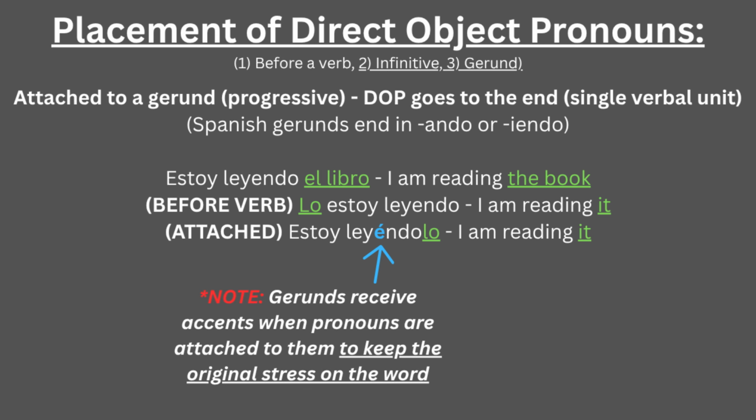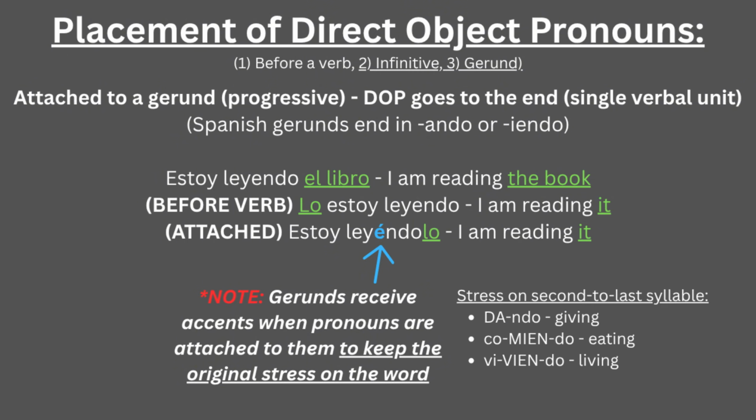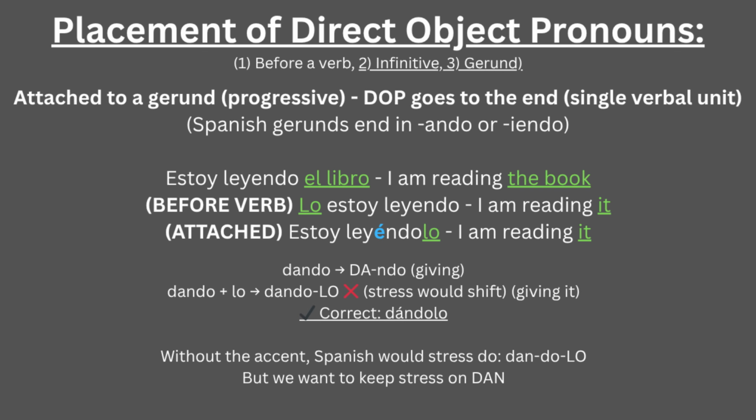Spanish adds an accent when attaching pronouns to a gerund to keep the original stress of the gerund. Naturally, Spanish gerunds stress the second to last syllable, like in the words dando, comiendo, viviendo. No written accent is needed because they already follow normal stress rules. When we add pronouns, the word gets longer, and the stress would shift incorrectly if we didn't add an accent, like dándolo. However, we need to keep the original stress, so we add an accent.